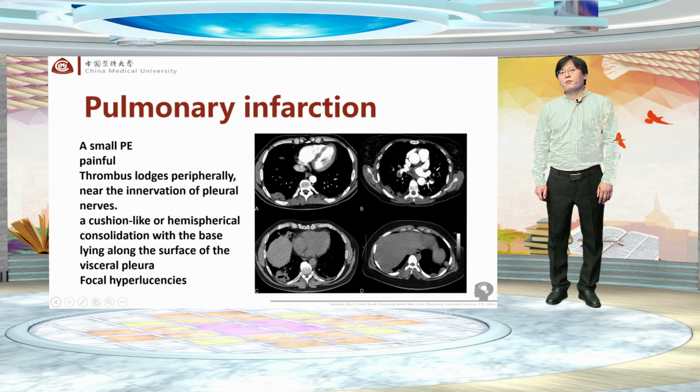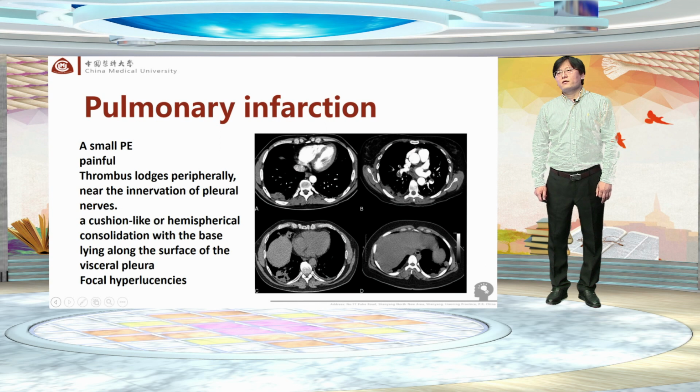Another special type of pulmonary thromboembolism is pulmonary infarction. It is actually a very small pulmonary thromboembolism. Usually it's very painful, as the thrombus lodges peripherally near the innervated pleural nerves. In pulmonary infarction, we can see cushion-like or hemispherical consolidation with the base lying along the surface of the visceral pleura.